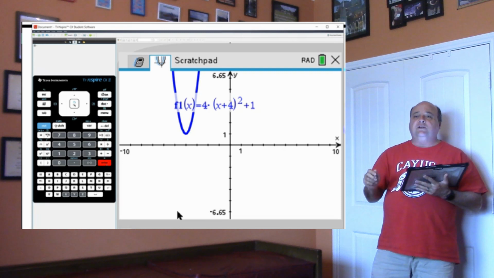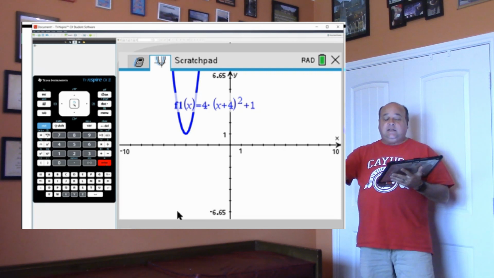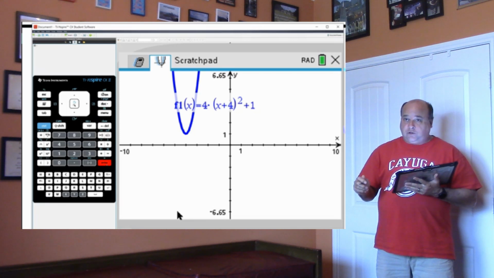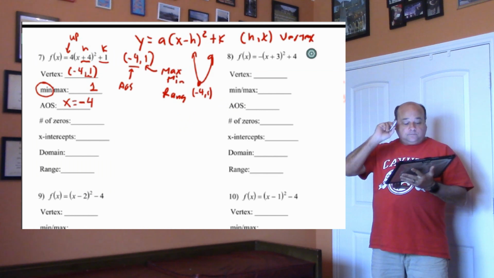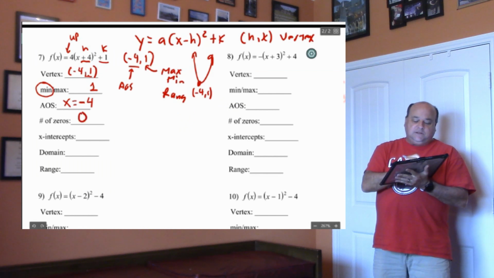Notice that this graph does not cross the x-axis, does it? Since the graph does not cross the x-axis, there are no zeros, are there? Okay, so let's go back to the worksheet. The number of zeros is 0. For the x-intercepts, put no solution.